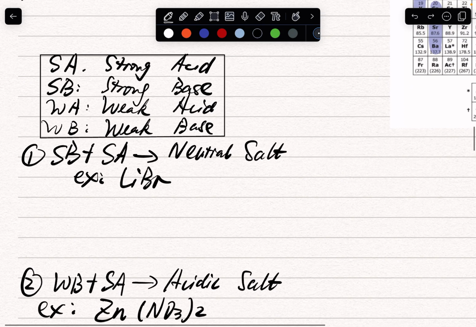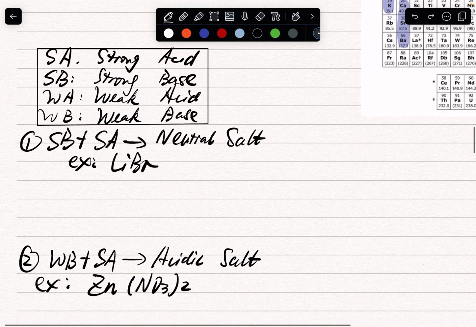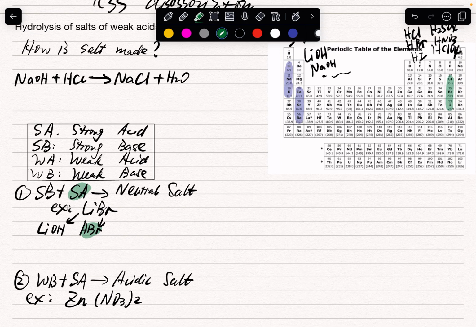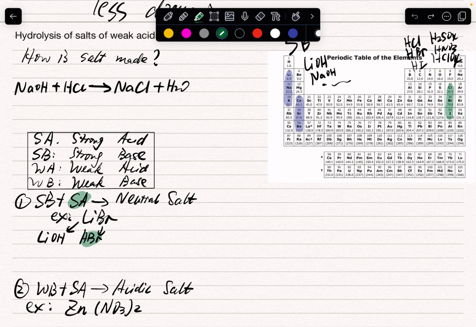The first example is the neutral salt. I have LiBr here. How is LiBr made? LiBr is really LiOH and HBr, which gives me LiBr plus water, just like NaCl. So we know the reactants, the resources, if you will, creating this LiBr are LiOH and HBr. Is HBr a strong acid or weak acid? It is a strong acid, as I just told you, highlighted in green. HBr is a strong acid.